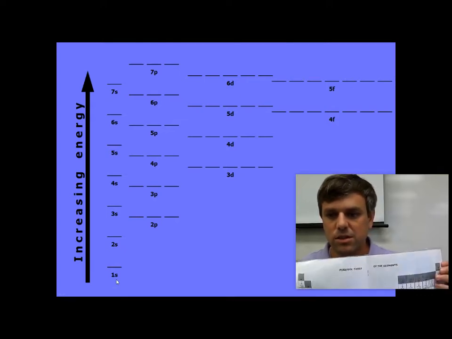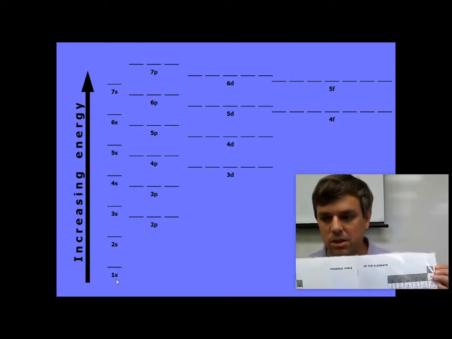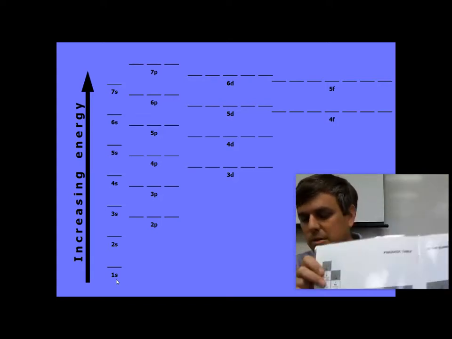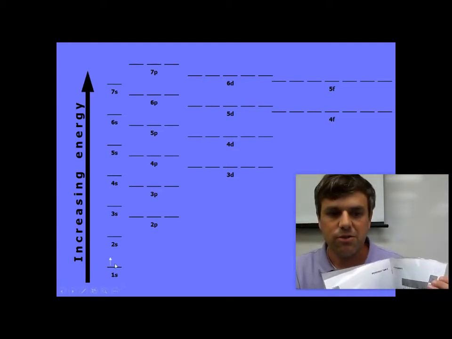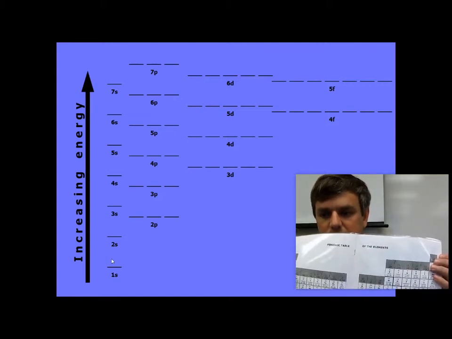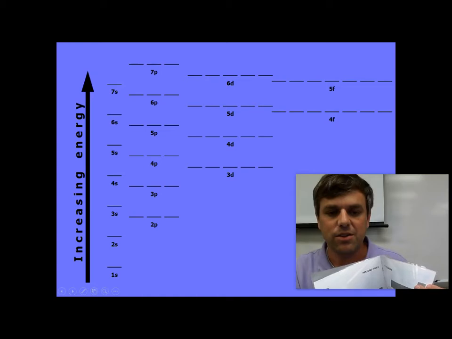So let's look at a few more. If we look at lithium, right here, it's got 3 protons. So you're going to put the first 2 down here, and then you put the third one in the 2s. Let's go with carbon, which has 6 electrons. So we go 1, 2, 3, 4. And then in the 2p, we've got 3 different orbitals here, 5 and 6. So that would be the orbital diagram for carbon.